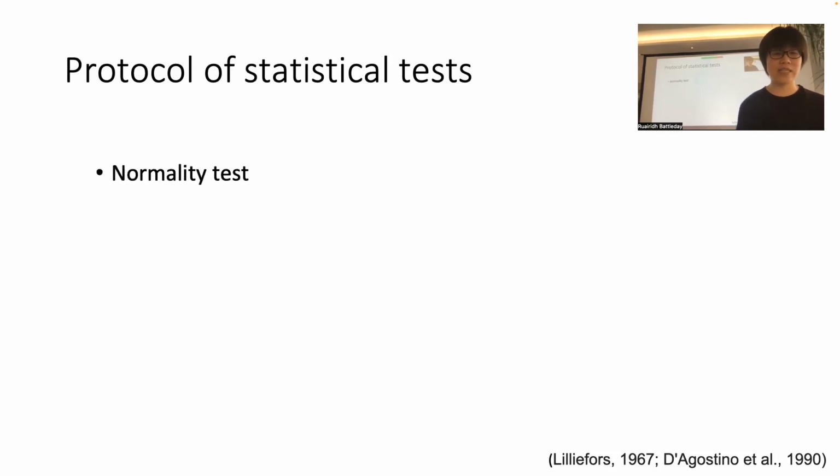So first, we check if the distribution deviates from normal. If the strength distribution is significantly different from a normal distribution, we then test if its skewness is higher than a normal distribution, which means it is right skewed. And if the strength distribution is also right skewed, we finally test if it is compatible with log normal.